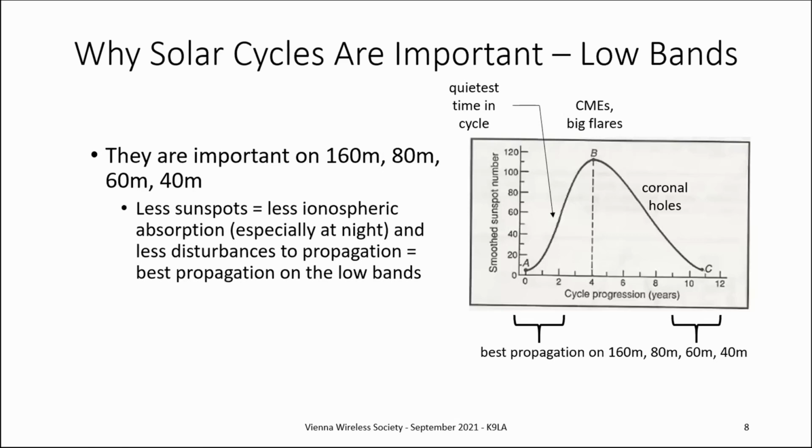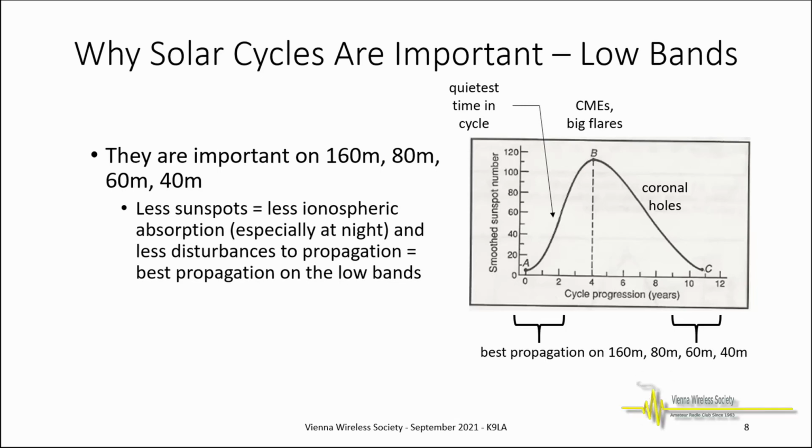Solar cycles are also important on our lower bands, 160, 80, 60, and 40. When we have fewer sunspots, there's less ionospheric absorption, especially at night. And there are also fewer disturbances to propagation at solar minimum, when there are very few sunspots. And that gives us the best propagation on the low bands. And that sketch shows where the best propagation is on the low bands around solar minimum.